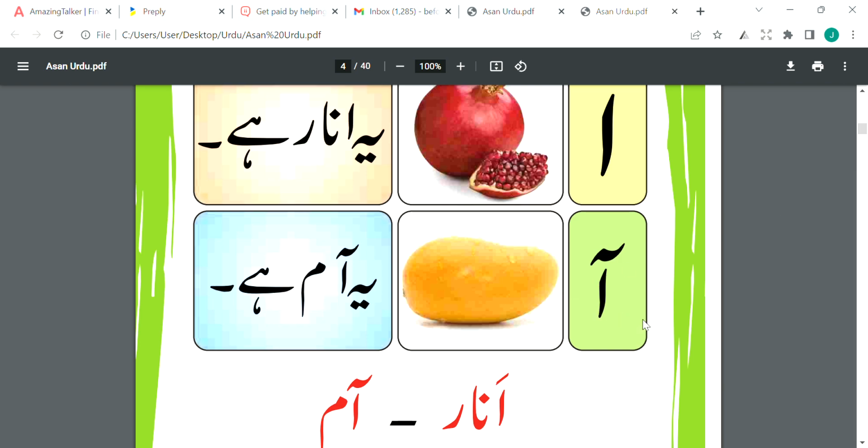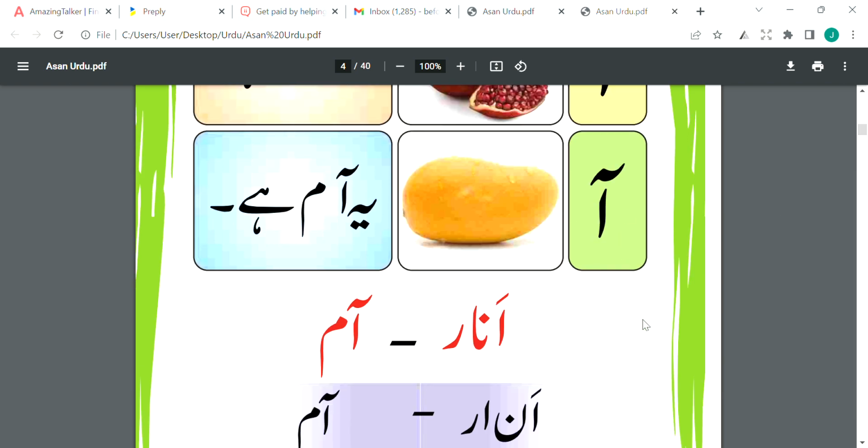Anar is composed of four alphabet: Alif, Noon, Alif, Re. When you put these together, what you get is Anar. Anar.